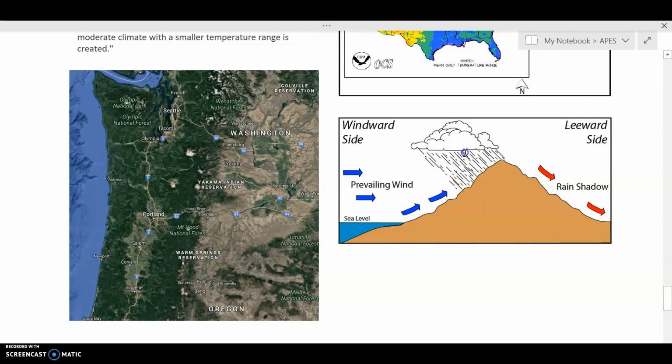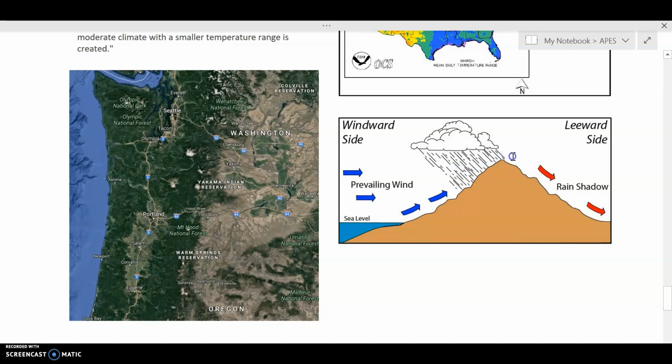And because it's high in humidity, as the air rises, it's going to cool, which is going to allow the air to condense. And when it condenses, it's going to precipitate. So then all that humidity in the air is drawn out by the time it gets to the other side of the mountain.